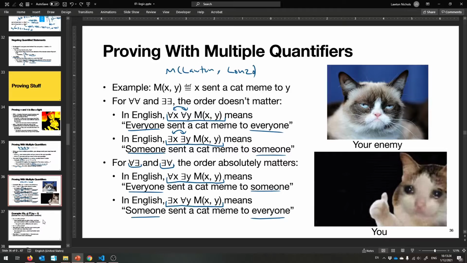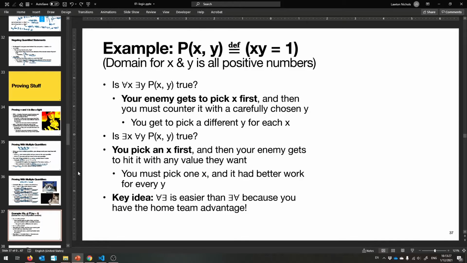Okay, so let's make this even more concrete now, because it might still be fuzzy, and that's okay. Let me define this predicate, P of XY, to be XY equals 1, and X and Y can range over all positive numbers, so it can't be 0, can't be negative. So here are some examples of P such that P of XY is true. P of 1, 1 is totally true, because 1 times 1 is 1. P of 1/2 and 2 is true, because 1/2 times 2 is 1. So now let's try and prove this one, or let's at least think about it. Is it true that for all X, there exists a Y such that P of XY is true?